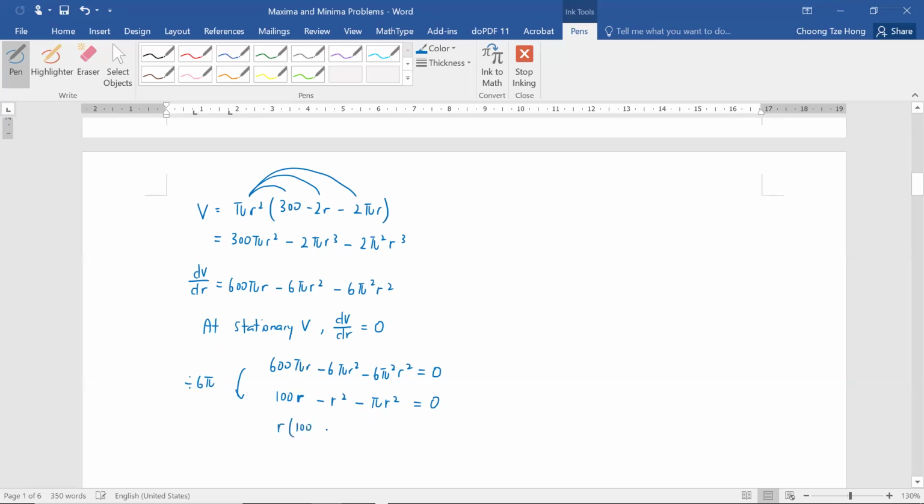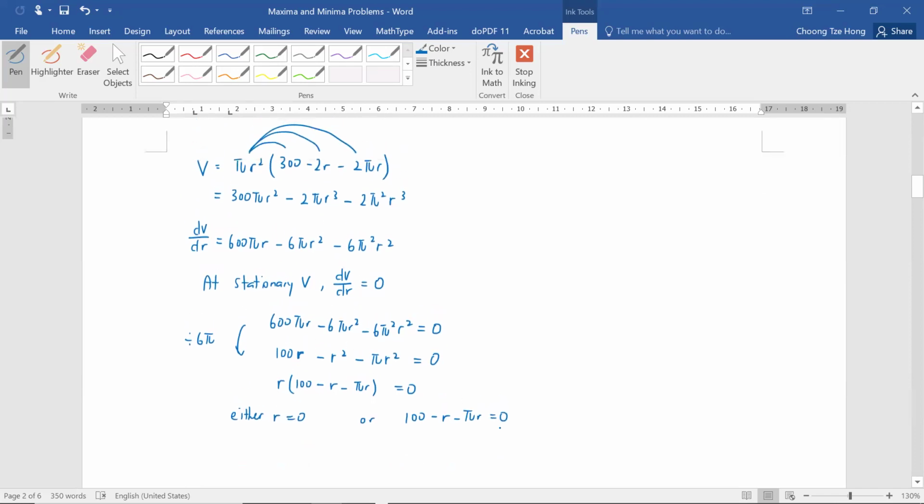So we get r times 100 minus r minus pi r. If we have a times b equals 0, then either a equals 0 or b equals 0. In this case, either r equals 0 or 100 minus r minus pi r equals 0. We need to reject r equals 0. R is the radius of the cross section of the material, so if r is 0, then there will be no material in the first place. Over here we just need to solve for r.